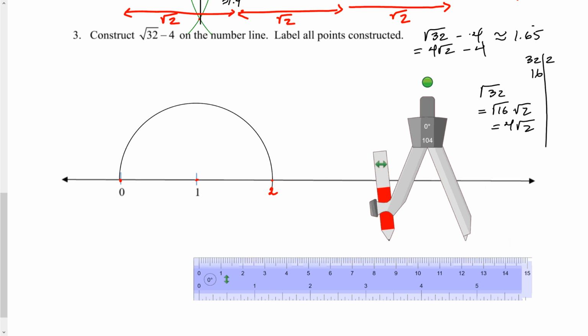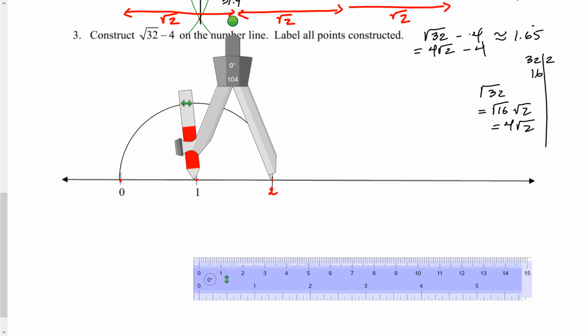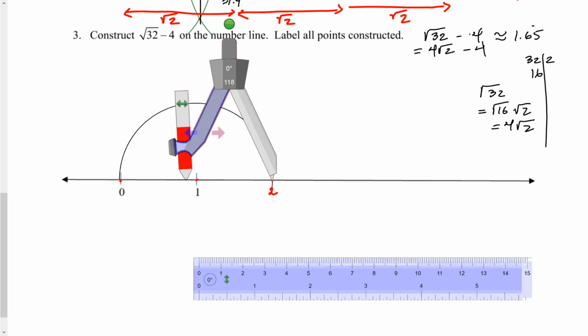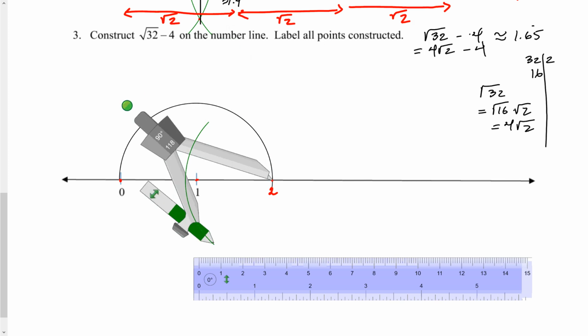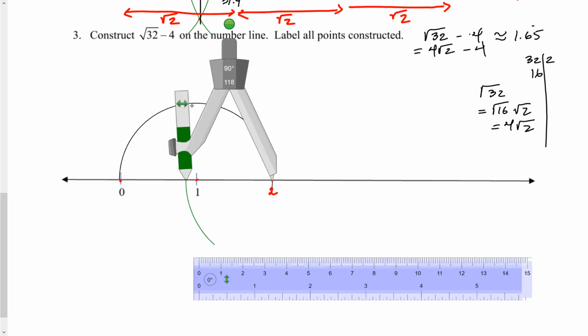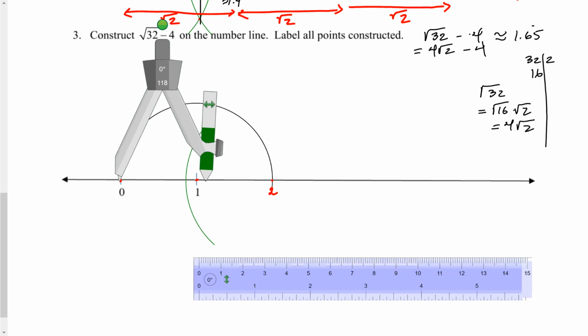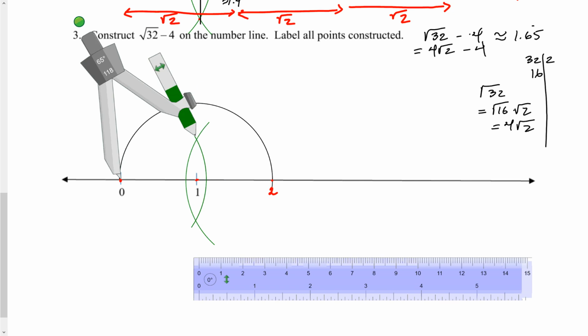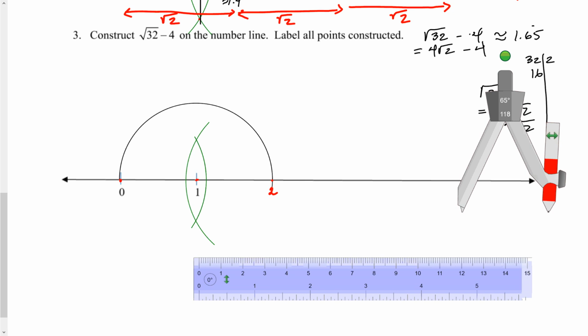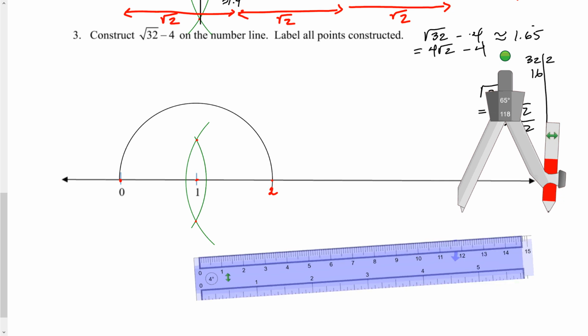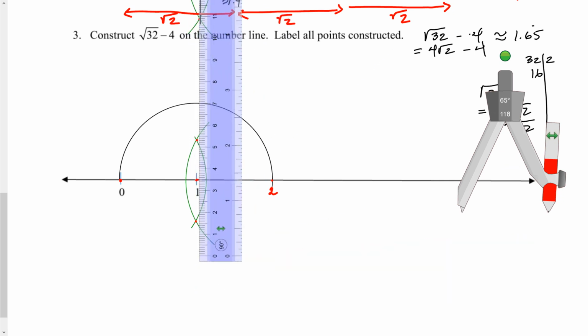Now, once again, we construct the perpendicular bisector using 0 and 2. Set the compass a little bit more than halfway. Construct 2 arcs, and the perpendicular bisector goes right through the middle. Switch hands, try it on the other side. Now we get those intersection points. Let's label them. See the 2 points in red? Let's connect those together with the straight edge. Boom, right there.